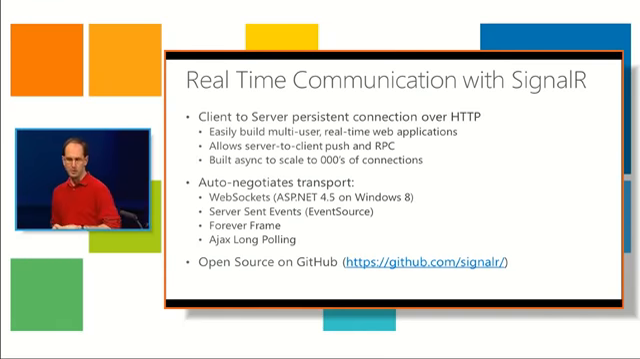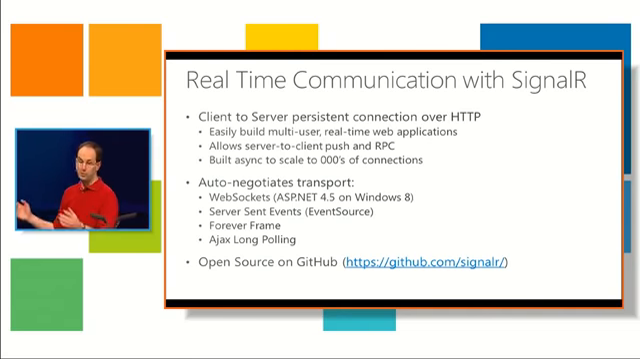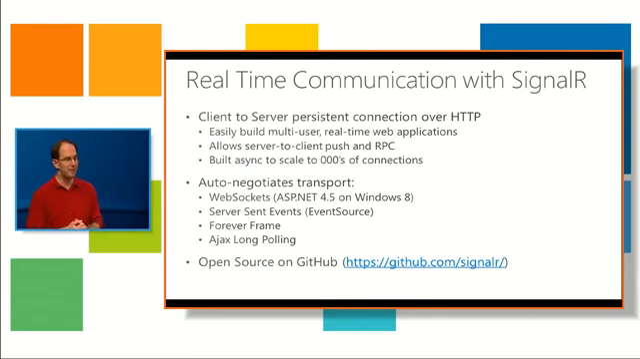What we're trying to do in the future is make that actually achievable and relatively easy to do. One of the things that we're working on as a team is a project we call SignalR, which provides a really nice programming model for doing it. It basically allows you to build multi-user real-time web apps. You can push notifications not only to a single user, but to multiple users. You can do server-to-client push as well as RPC style back and forth.